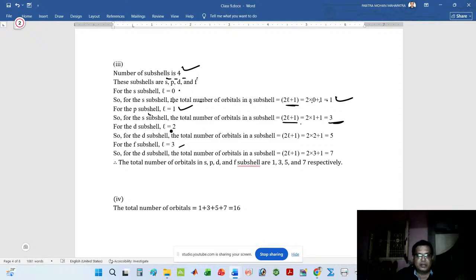Again I want to repeat here. For l is equal to 2, the d subshell, write the formula 2l plus 1 and put the value of l here. That is 2 into 2 plus 1, that is 5 orbitals. Similarly, for the f subshell l is equal to 3, now put here 2 into 3 plus 1, that is 7. So the answer is: for the s subshell 1 orbital is present, for the p subshell 3 orbitals, for the d subshell 5 orbitals, for the f subshell 7 orbitals are present.